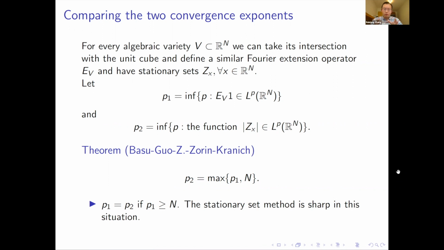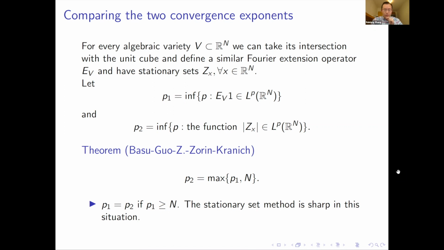A slightly more general context is that for every algebraic variety, you can completely follow the above setup. You can take the intersection with the unit cube so that it becomes compact, and then you can define a Fourier extension operator. You can define the stationary sets, and then you compare the two exponents that come from the Fourier extension of 1 and the stationary sets.